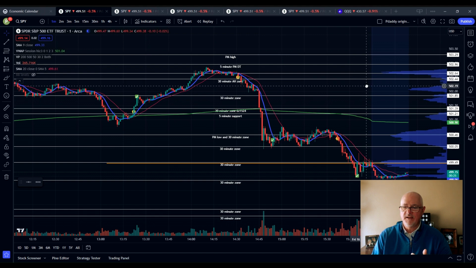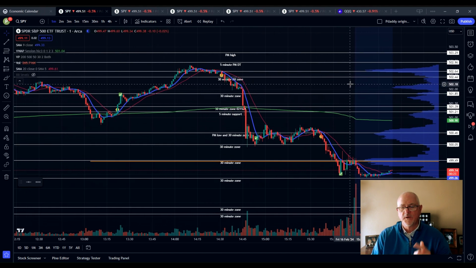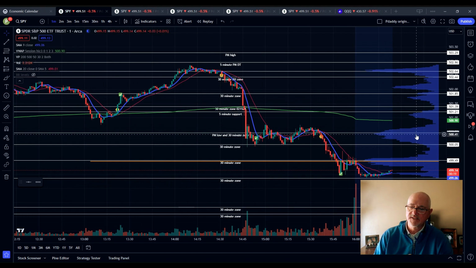Now, we are early enough in the day where you can see a visual representation of what we look at. This is called volume profile. This level down here is called the POC, the point of control. This is the point at which most money has traded hands during the trading day.